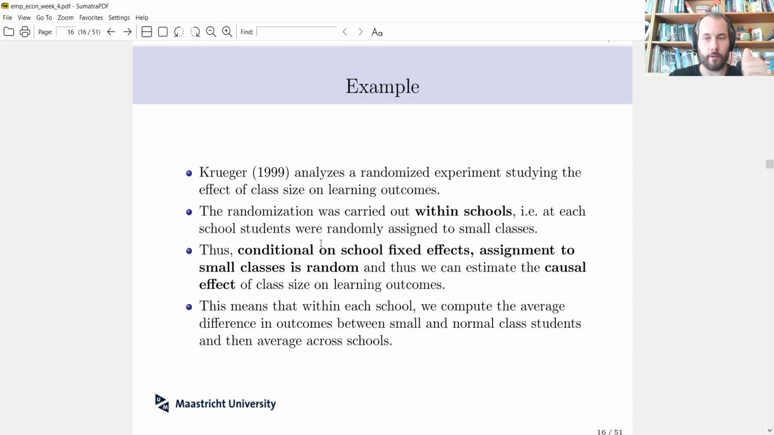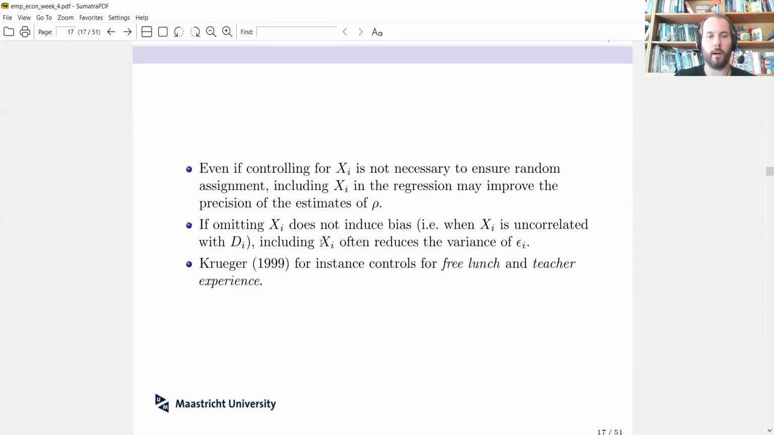So first important part, why would we condition on X? Well, random assignment holds only when we condition on the X variables. In this particular case, random assignment holds only when we include school fixed effects in the model. Now, there may be other reasons to put some additional information, X variables, in the model, even if you don't really need it to ensure random assignment. So X is not necessary for random assignment.